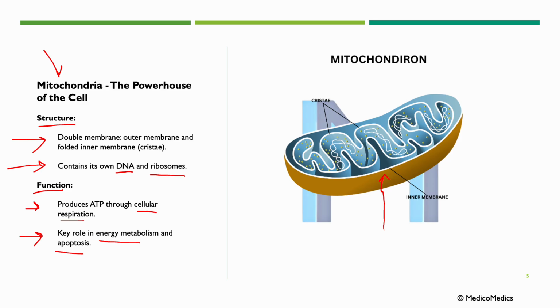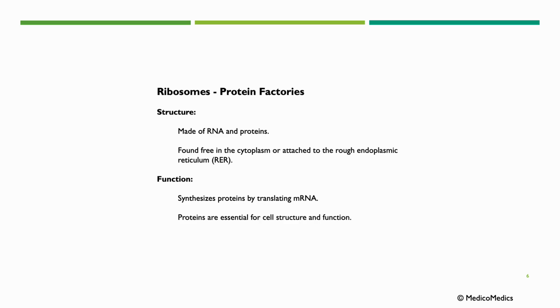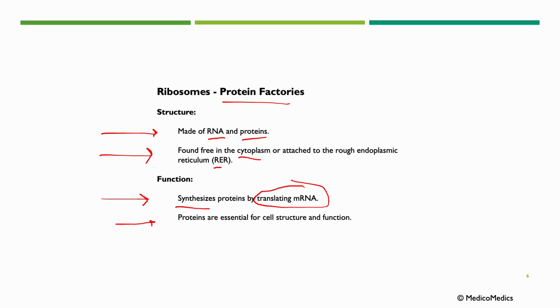Now let's move to the ribosomes, which are the protein-making factories of the cell. Now let's talk about ribosomes, or protein factories. Their structure is made of RNA and proteins. They are found free in the cytoplasm or attached to the rough endoplasmic reticulum, RER. The function of ribosomes is to synthesize proteins by translating mRNA. Proteins are essential for cell structure and function.